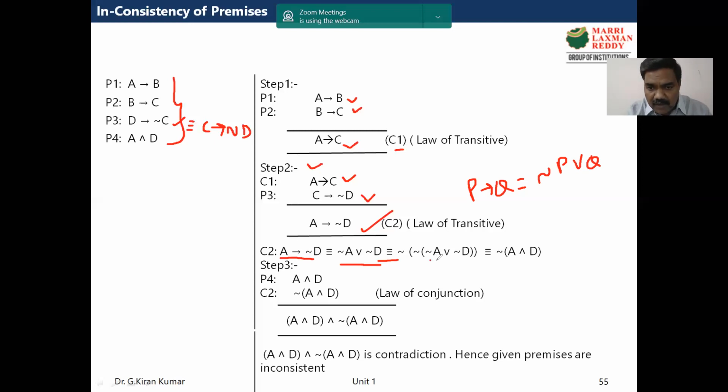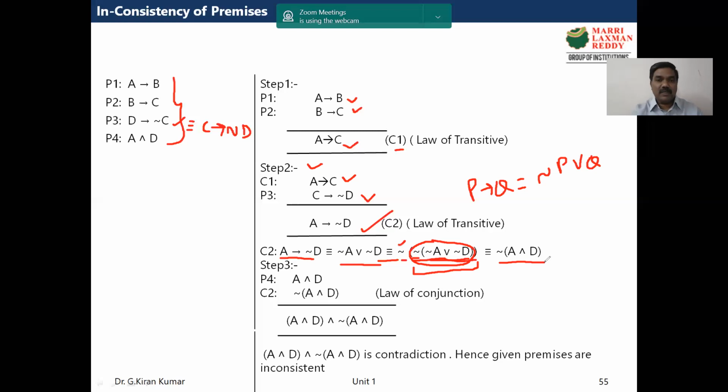Now see, it's a tricky one. The inner part, negation of A or negation of D, is taken as it is. And before that, I have taken two negations. We know that negation of negation of P is P, the law of double negation. So here I purposely applied negation two times. Then I expanded this part, negation of A or negation of D. By De Morgan's law, finally this part will be equal to A and D. Anyhow, this negation is there. So finally this is equal to negation of (A and D).